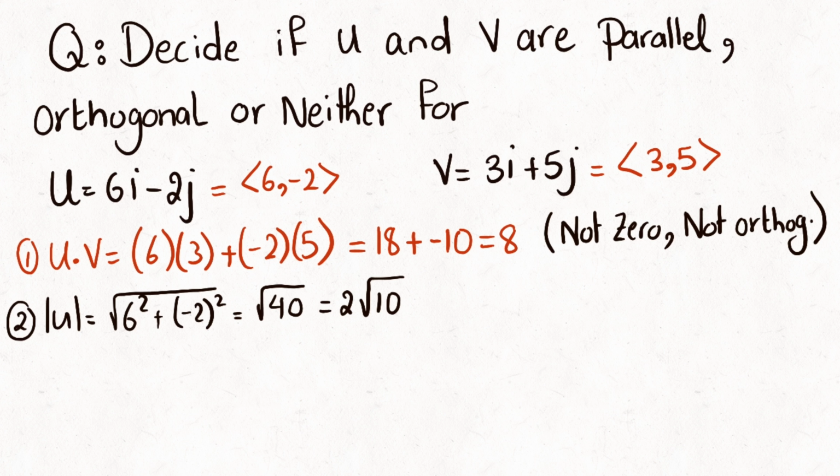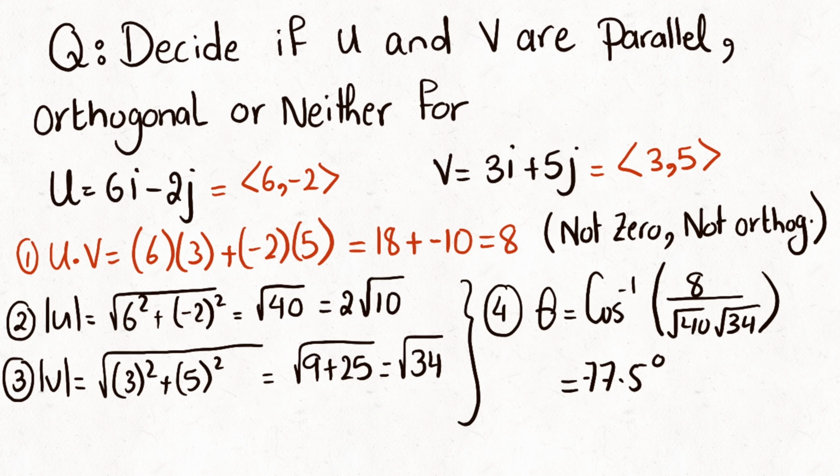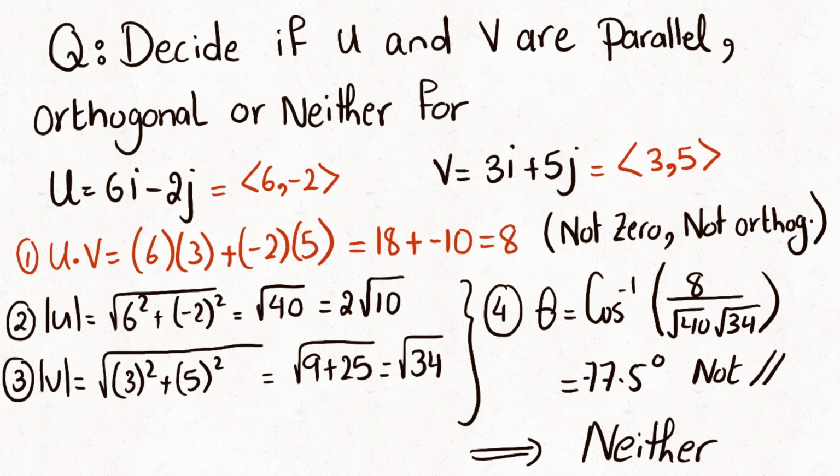Now, in order to decide the type of the relation, we need to calculate the angle between them using cosine theta equals u dot v divided by magnitude u times magnitude v. Now, when we calculated, we found theta not equal to 0. It has the value in front of you. Thus, it means it's neither.